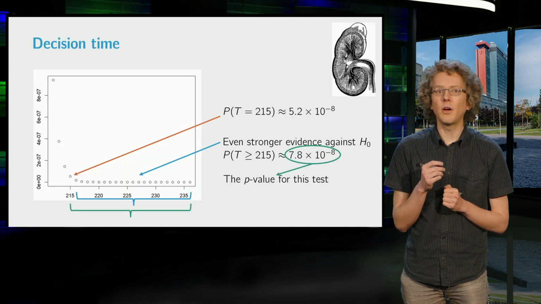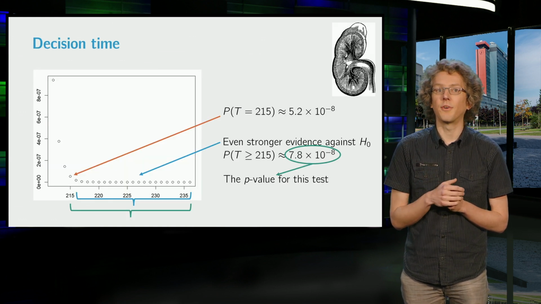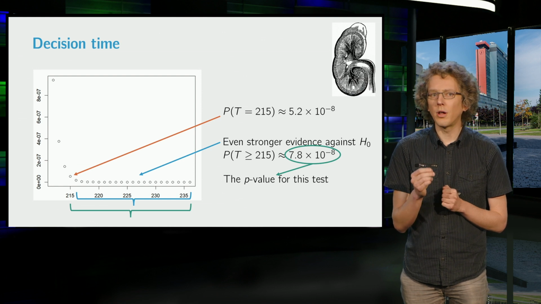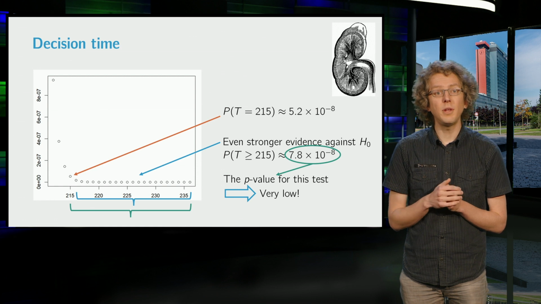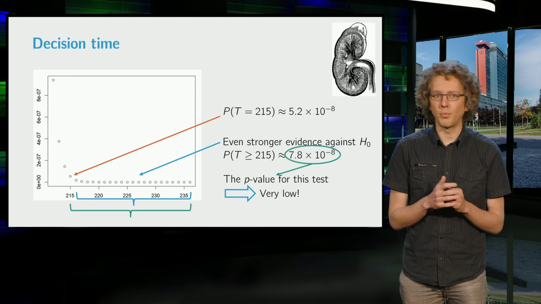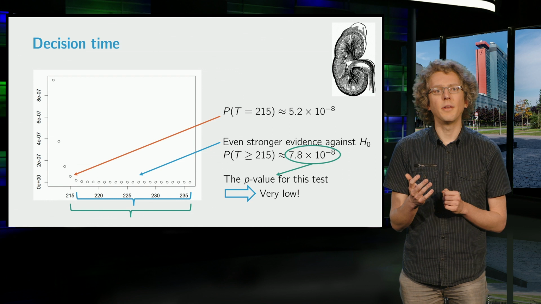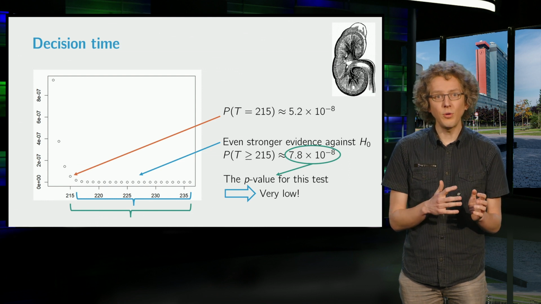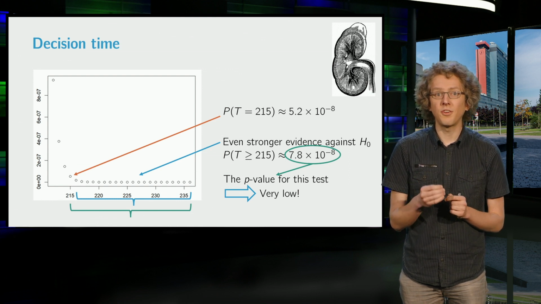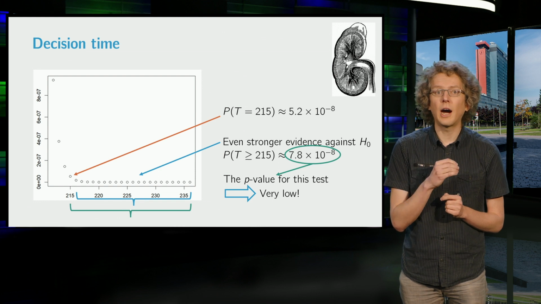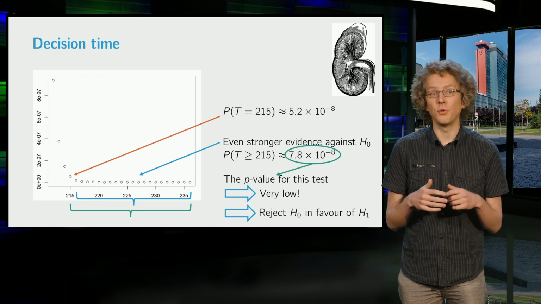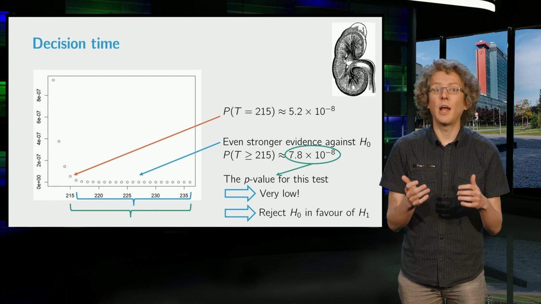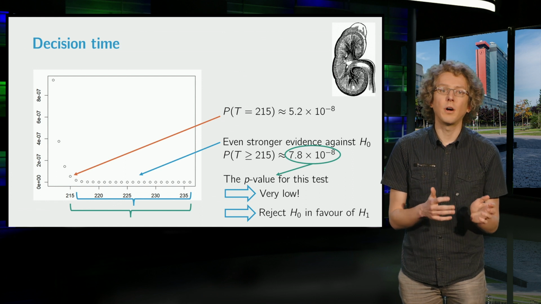Here we zoom in on the right tail of the probability mass function. Notice the very small values on the vertical axis. Well, to me this p-value seems like a very low probability. Think about it. If the null hypothesis is true, we will only see an observation greater than or equal to ours in 78 out of a billion cases. This will lead us to doubt the null hypothesis, and we will reject it in favor of the alternative one.